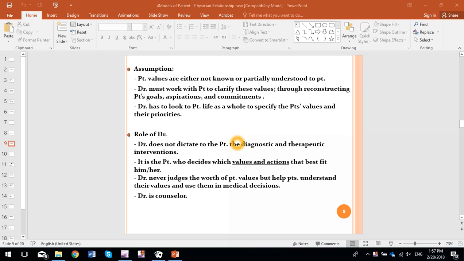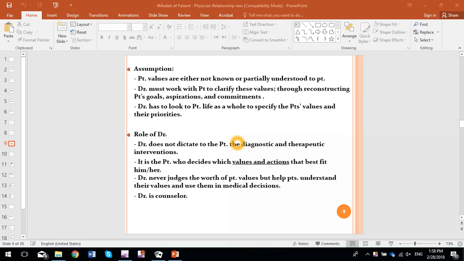The doctor never judges the worth of patient values. Again, the physician has no right, or in this model it is not required, to judge the worthiness of the patient's values. The patient has a value. As I said before, take a lady who wanted to postpone a surgery because she wants to attend her daughter's wedding. This is what the patient values. Whether it is worthy or not worthy to postpone the operation because of the wedding, we are not in this model. The physician has no right to judge the worthiness of this value, but helps the patient to understand their values and use them in the medical decision.